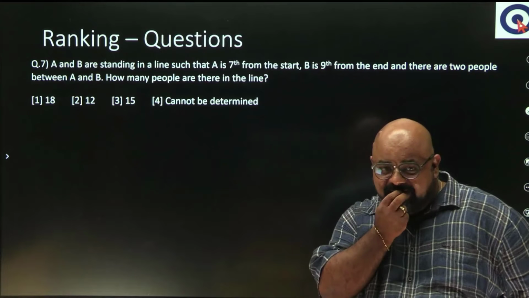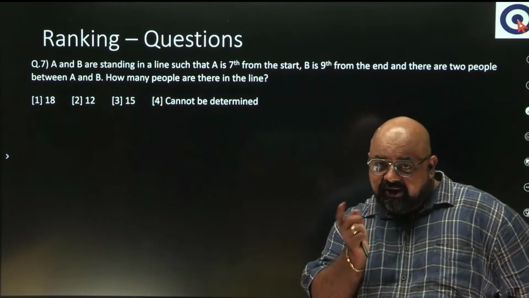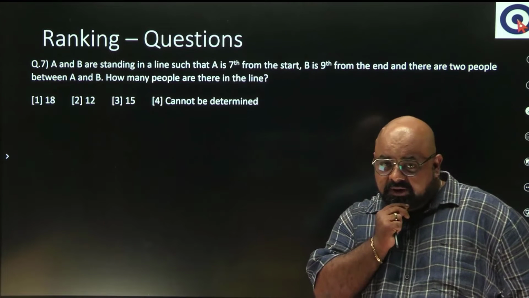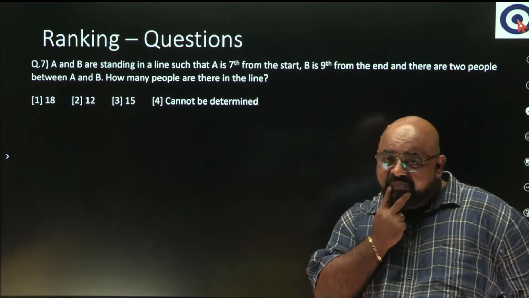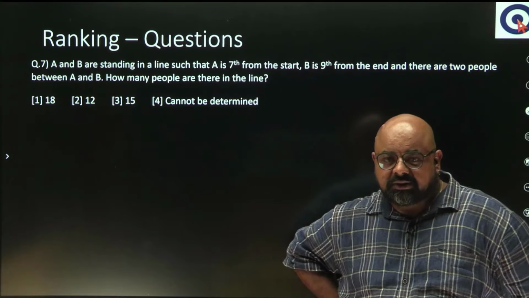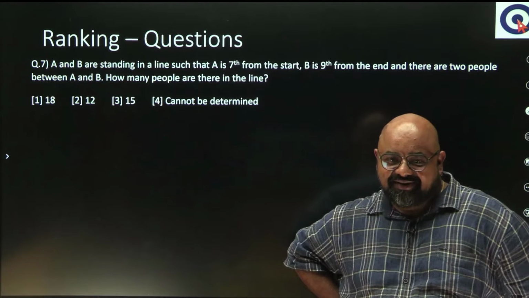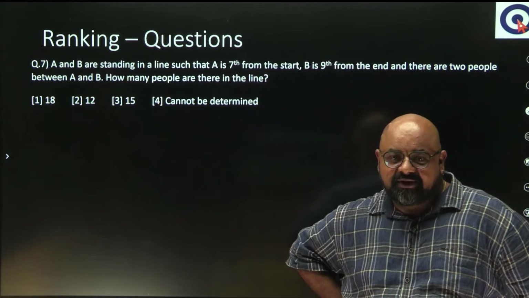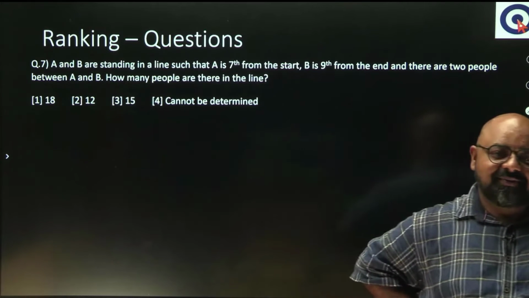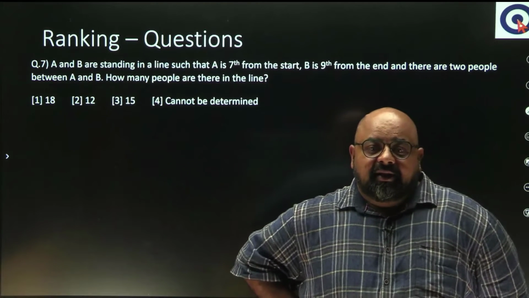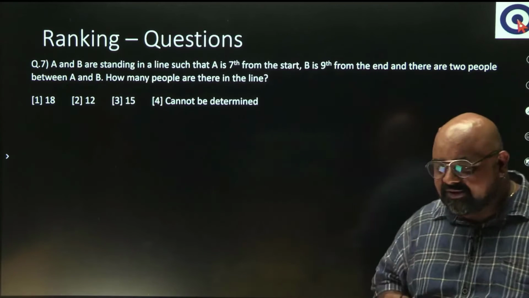Now look at this question and answer. A and B are standing in a line such that A is 7th from the start and B is 9th from the end. There are 2 people between A and B. How many people are there in the line? If your answer is 18, it is wrong. If it is 12, even that is wrong. And therefore, if you think the answer is 15, you are even more wrong. What's the problem in this case? The problem is we do not know who is in front, A or B. So there are 2 cases possible here.